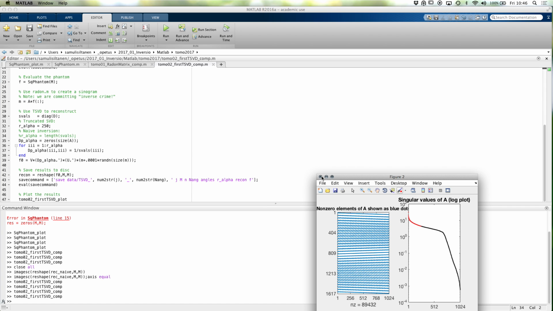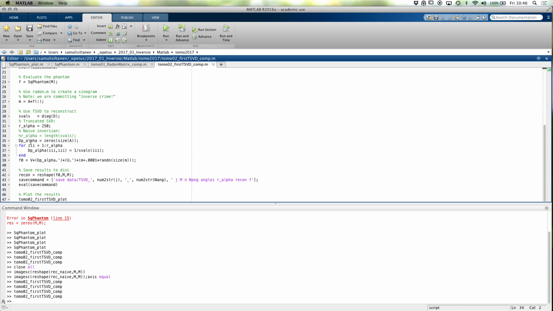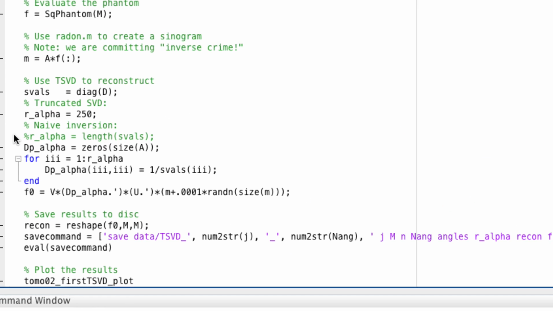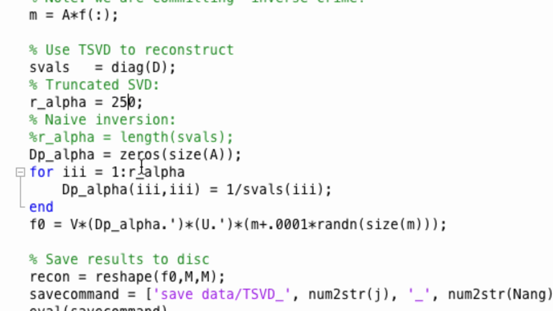All right. Maybe we can also try just a couple of examples with just very few.